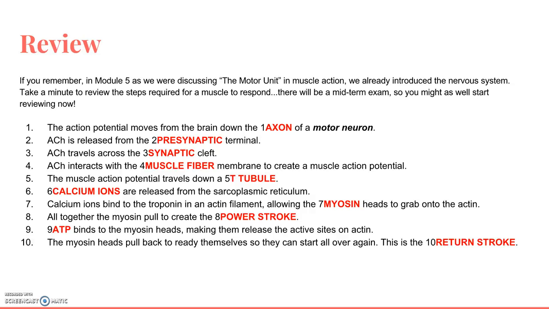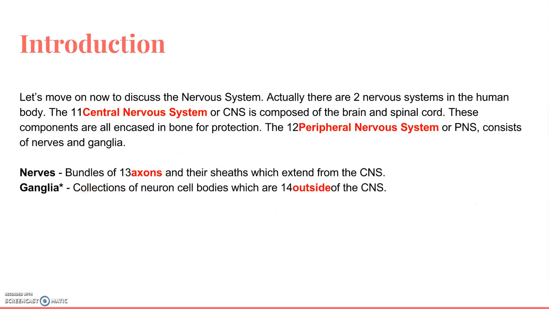Number 7, those calcium ions bind to the troponin in an actin filament, allowing myosin heads to grab onto the actin. Number 8, all together the myosin then pull to create the power stroke. That's a contraction. And then ATP energy binds to the myosin heads, forcing them to release the active sites on actin, and then the myosin heads pull back to ready themselves so they can start this process all over again in the return stroke. All right, so let's move on now to discuss the nervous system.